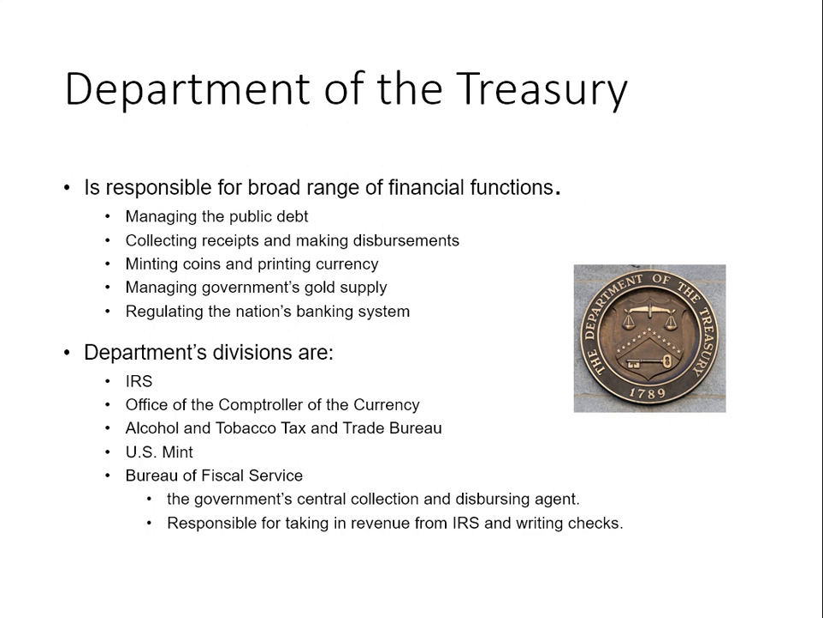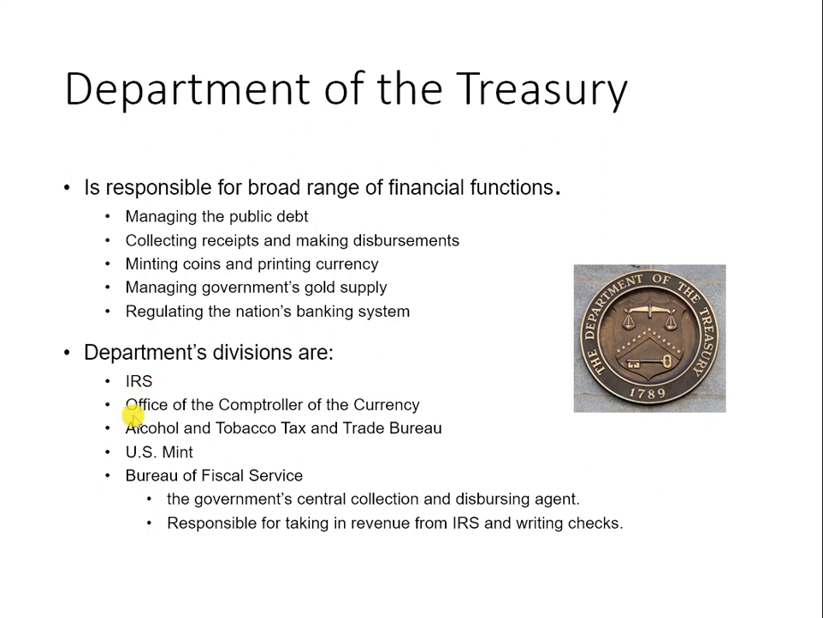That's from the Treasury. The Treasury is going to collect receipts and make disbursements. And also it has a minting coins and printing currency function. And also manages the government's gold supplies and regulates the nation's banking systems together with the Federal Reserve. There are some of the important department divisions.